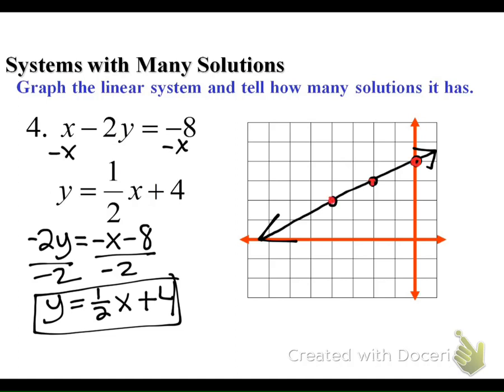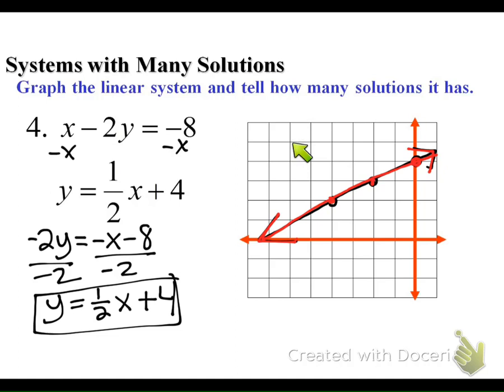Yeah, what's going on here? It's the same line. So what's my solution? All real numbers. Like this number over here? Would this be a solution? The equation. Is there a solution?